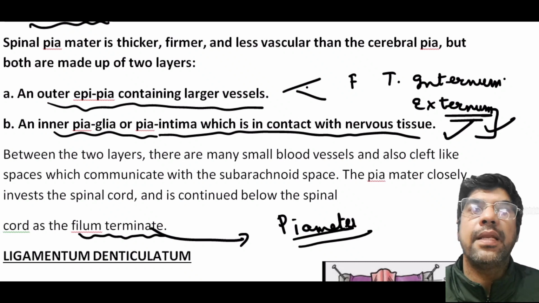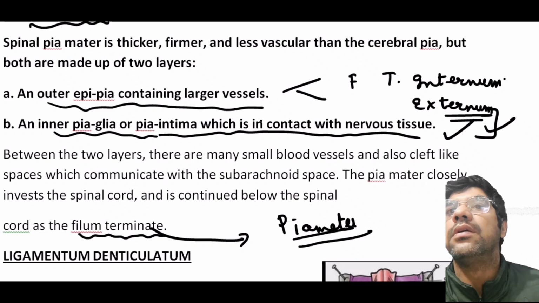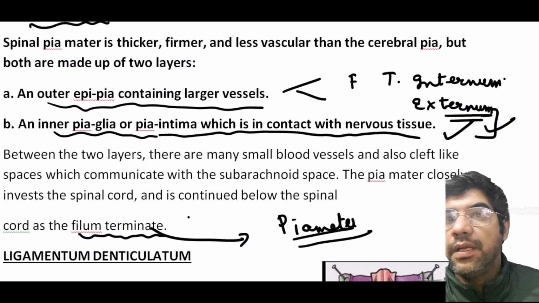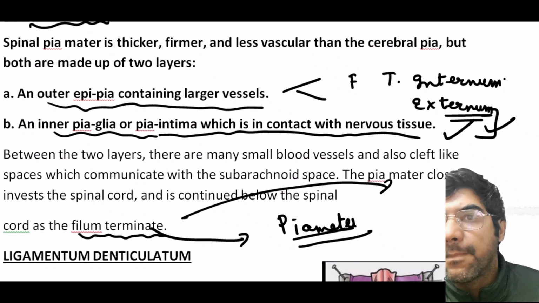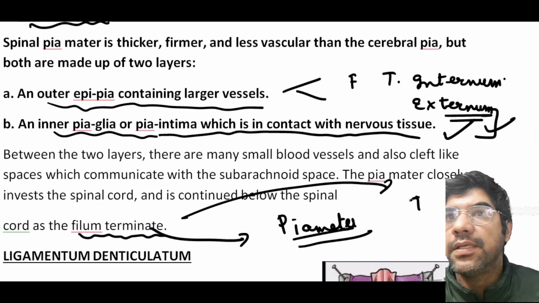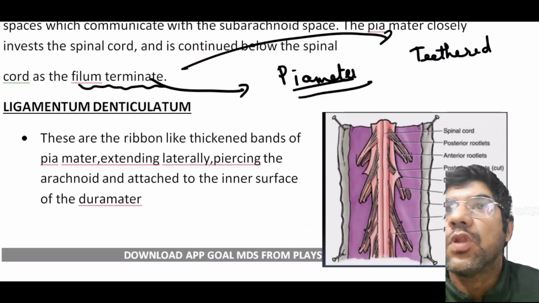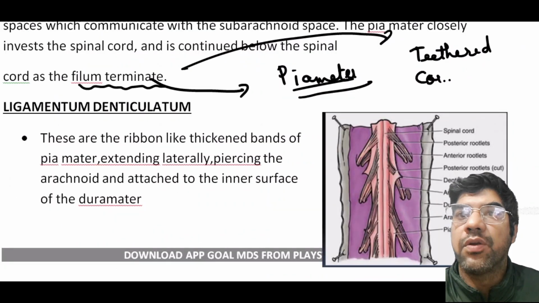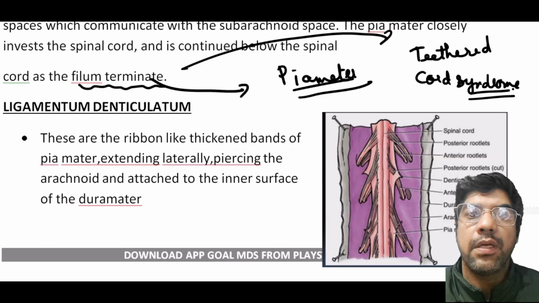An important clinical consideration related to the filum terminale, remember, is tethered cord syndrome. It occurs when the filum terminale is abnormally attached to the lower end of the spinal cord, limiting the movement of the spinal cord.